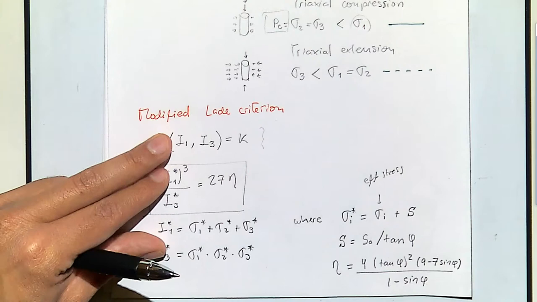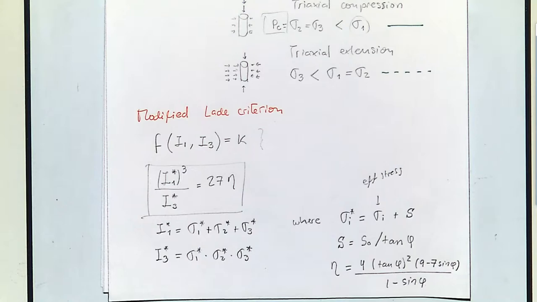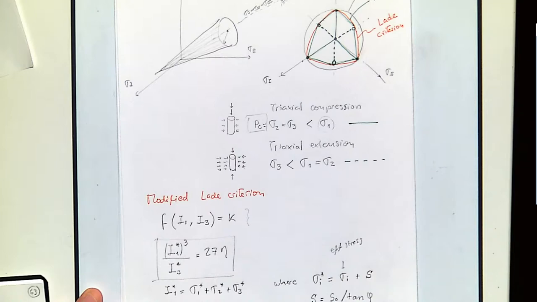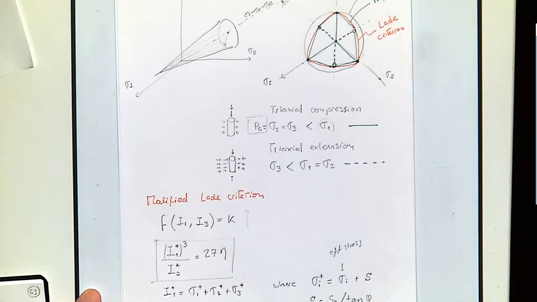All right. So that's going to be the modified Lade criterion. And when you put this into your failure surface in the octahedral plane, or on the shear plane, the deviatoric plane, it's going to look like this. And in three dimensions, I'm not going to attempt to draw that, but you could imagine how that looks.